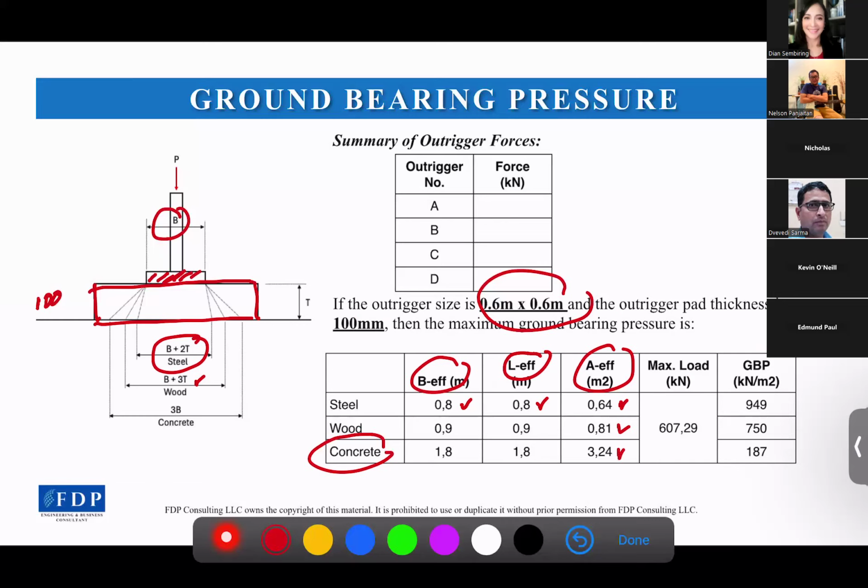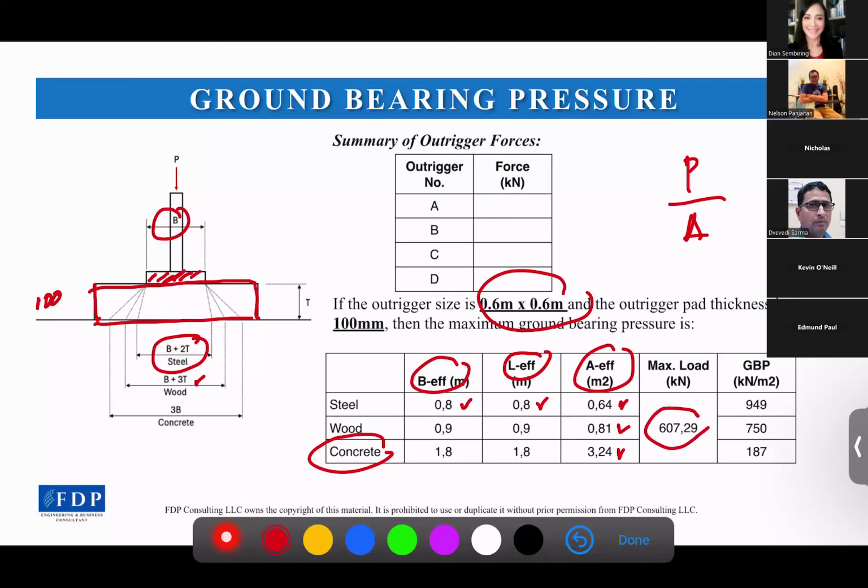So from the previous calculation, we get the maximum load is 607.29. So the ground bearing pressure will be simply by using the formula P divided by the area, where P is the maximum load. If you want to check all the outriggers, then you must use the specific load for each outrigger. So this is the maximum load, 607.29.